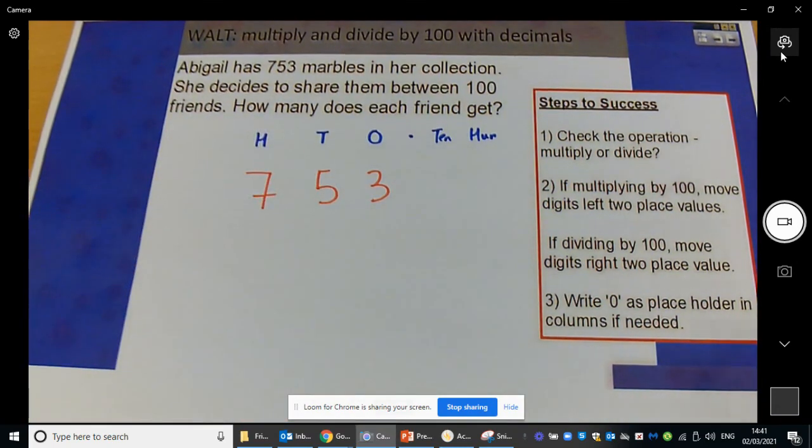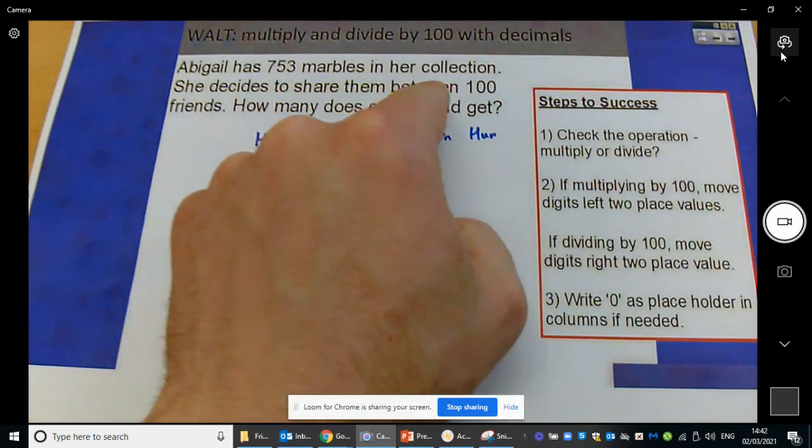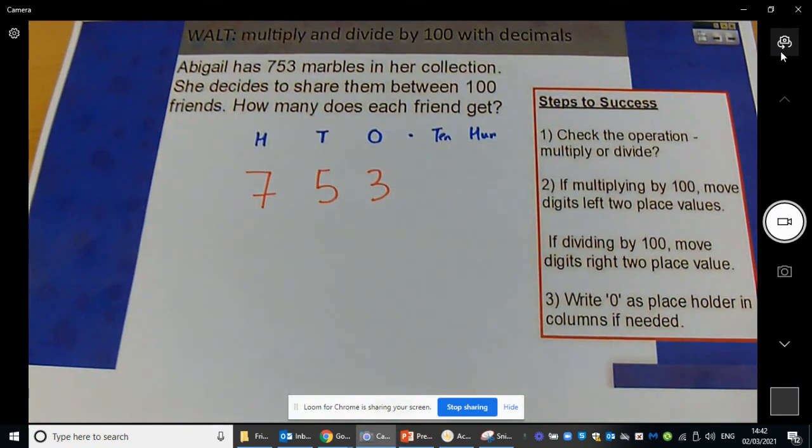She decides now we need to do step 1. Check the operation. Are we multiplying or are we dividing in that case? She shares them between 100 friends. Now, if she's sharing them between 100 friends, does that mean we're multiplying or dividing? Well, that means that we're dividing, because dividing is another way of saying sharing.